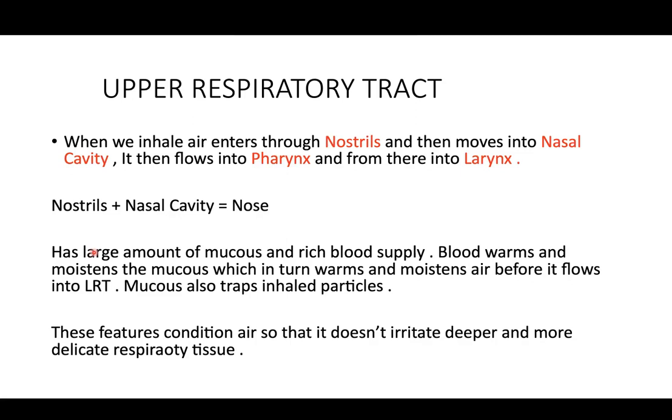So the blood warms and moistens the mucus, which in turn warms and moistens air before it flows into the lower respiratory tract. Basically, the blood warms the mucus inside the upper respiratory tract, and this mucus in turn warms the air when it goes in. And why does it need to warm the air? Because the lower respiratory tract is a deep tissue in the body. You don't want to disturb it. You want to keep it at a particular temperature, and you don't want to ever disturb this temperature. That's why the mucus is going to warm the air that we're breathing in.